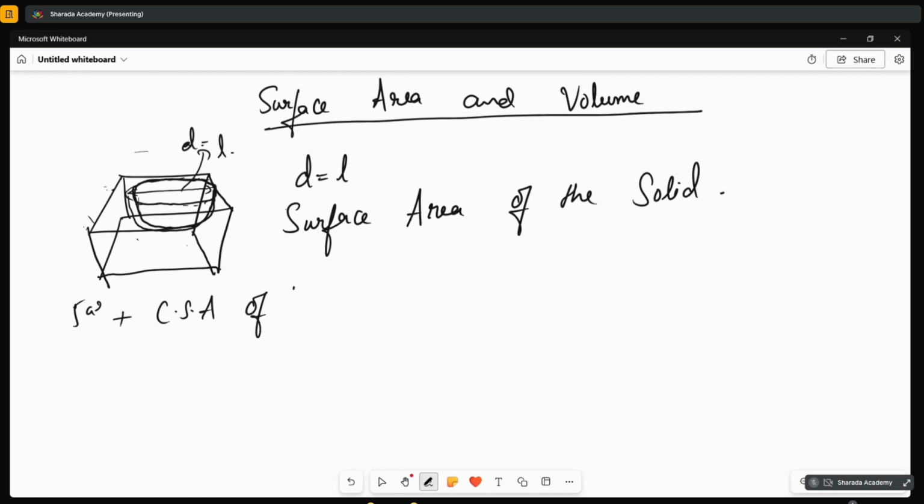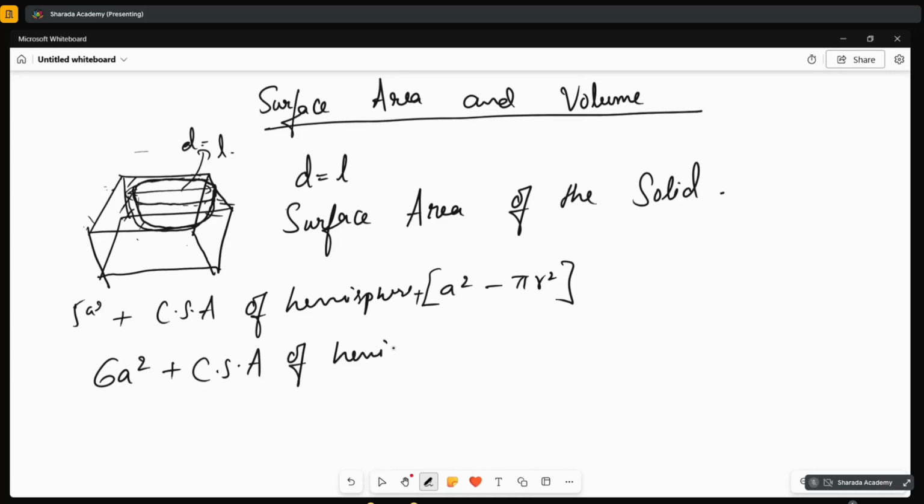And I have to paint this portion also, what is left around that circle. What is that? That is equal to a square minus pi r square. Correct? So total it is 6a square plus CSA of hemisphere minus pi r square.